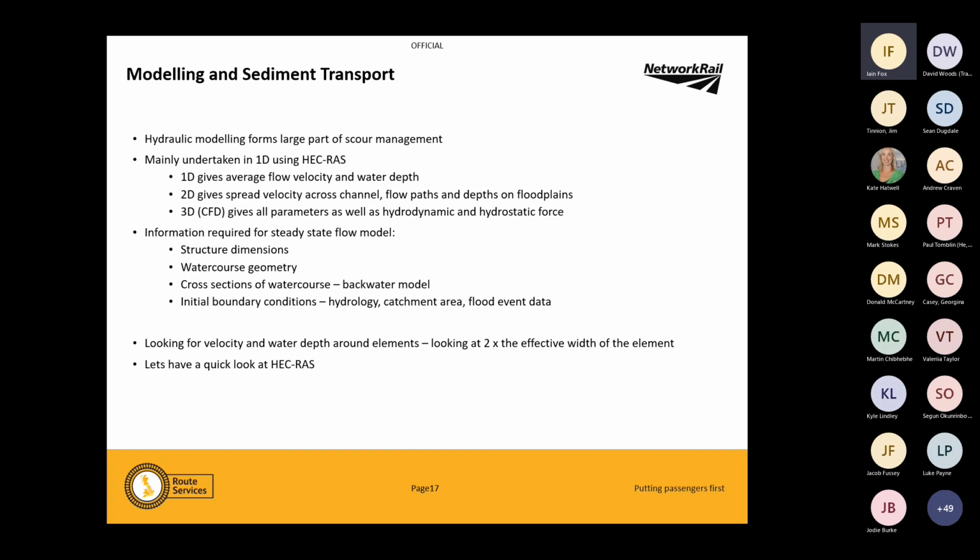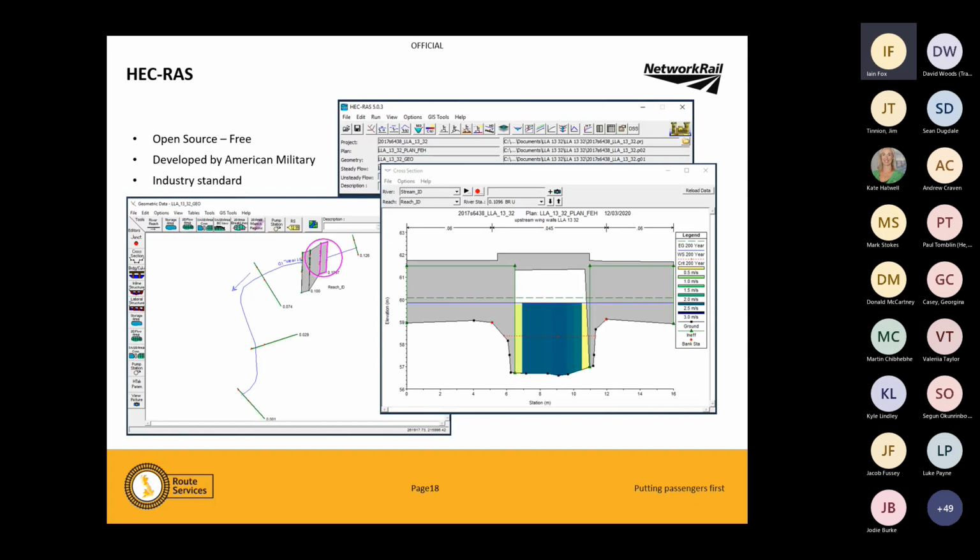Looking at velocity and water depths, the impact that a structure or an element has on the water, it's widely regarded as you look at what's called the effective width, so twice the effective width of the pier. So if you're straight on, if the water's going straight onto the pier, 90-degree angle, perfectly on it, you'd go twice the width either side. If it's on an angle, then you'd look at what the water sees, you'd go twice the width either side.